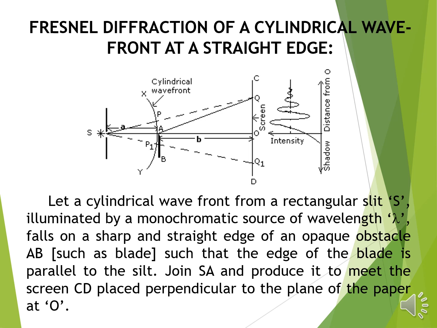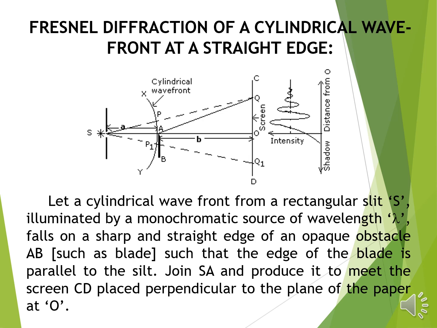Now consider the figure given below. Here AB is the obstacle. The obstacle is at a distance a from a slit which is illuminated by a source S of monochromatic light of wavelength lambda. The cylindrical wavefronts from the slit come and meet the edge A of the straight edge. In the figure, XY is the cylindrical wavefront which is getting obstructed by the edge A. We have a screen CD at a distance b. On the screen we have a point O parallel to the point A.